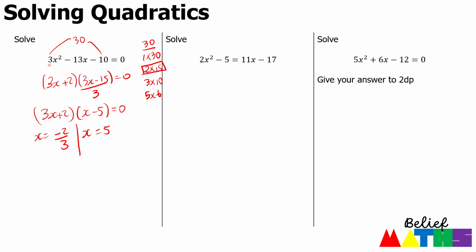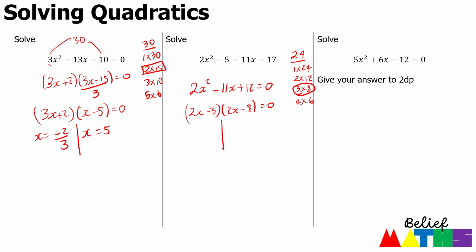So if we start by rearranging this, we get 2x squared minus 11x plus 12 is equal to 0. And then we just do exactly what we've done before when factorising. Factors of 24 are 1 times 24, 2 times 12, 3 times 8, and 4 times 6. We need them to add to make negative 11, so that's going to be 8 and 3. So we get 2x minus 3 and 2x minus 8 equals 0.